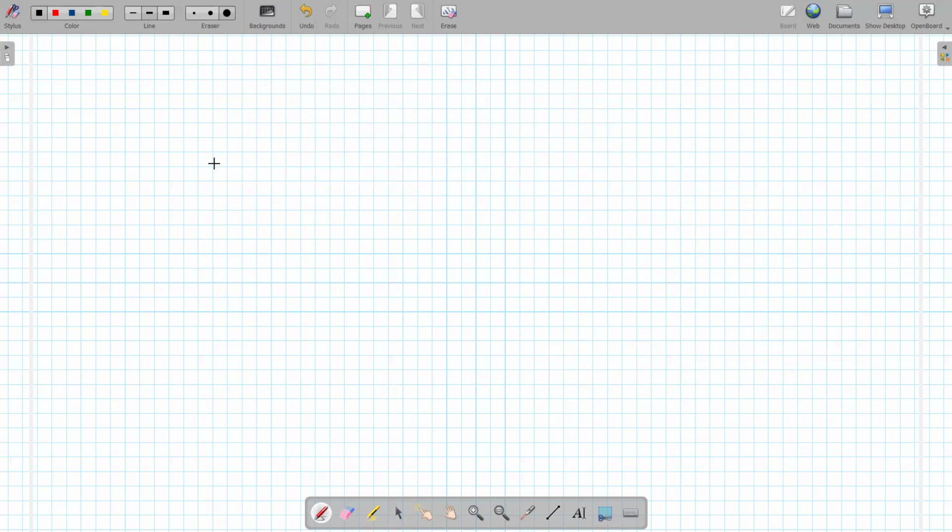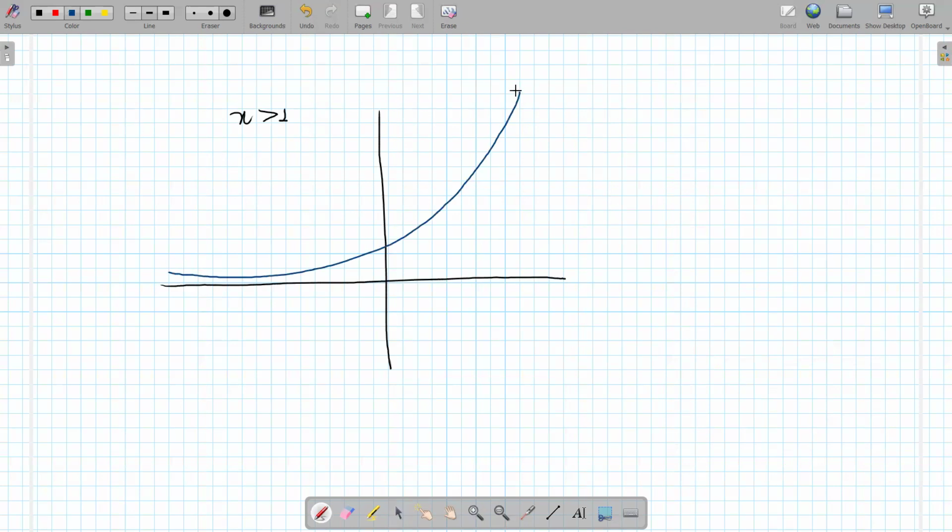Graphically, this is what it looks like. If x is bigger than 1, then your function would look like this. Let me use a different name here. Let me say b, as in the base. If the base here is bigger than 1, then it's going to look like this. And here are your x values.